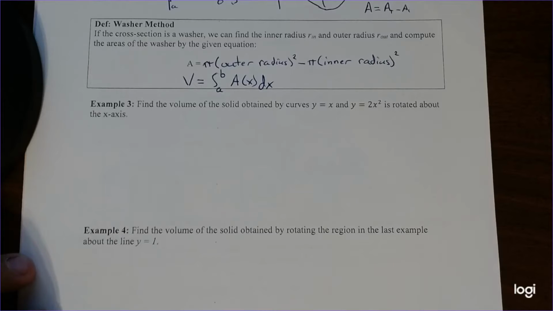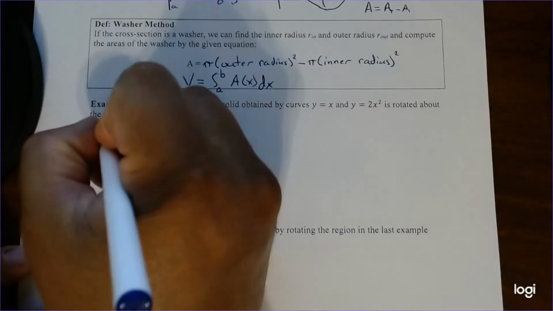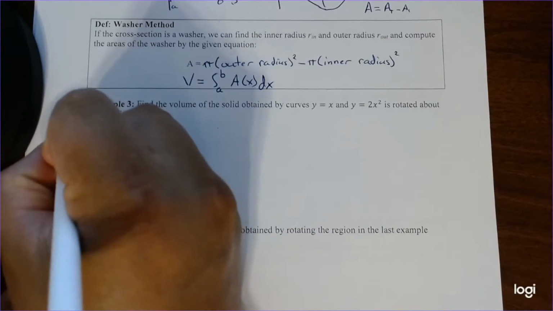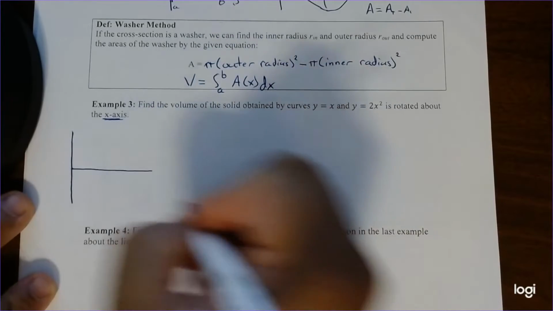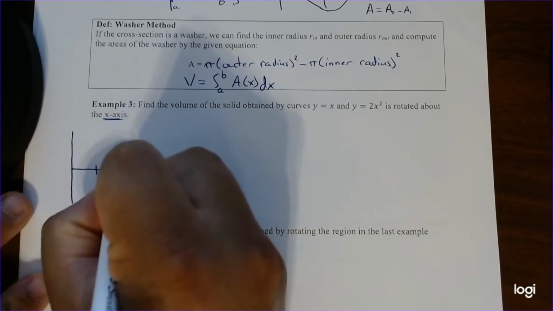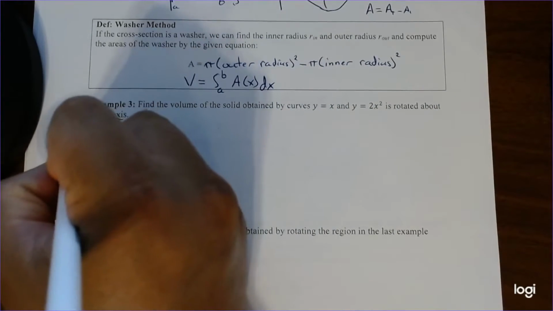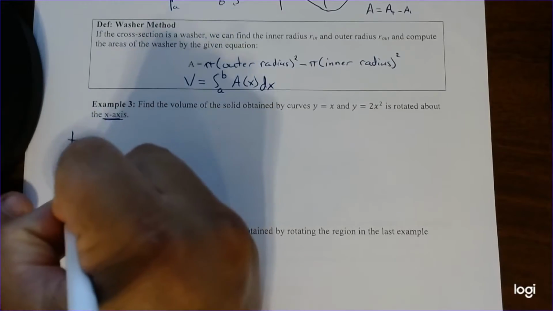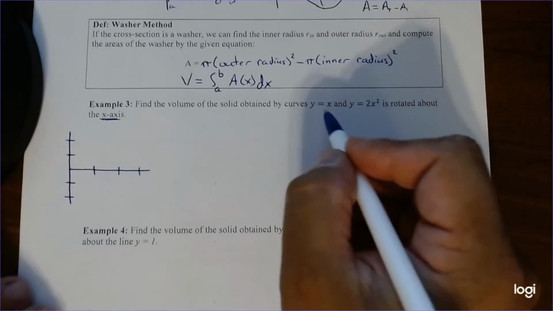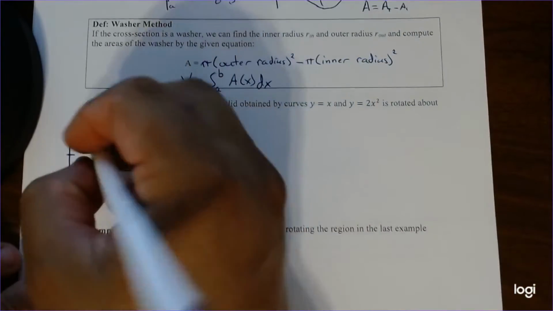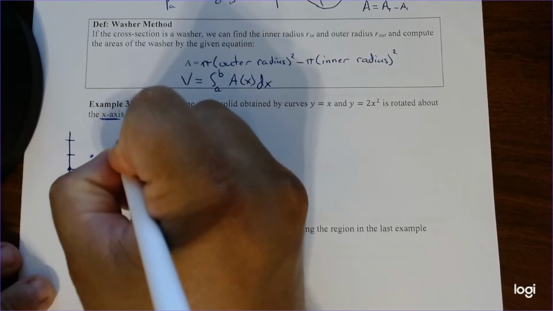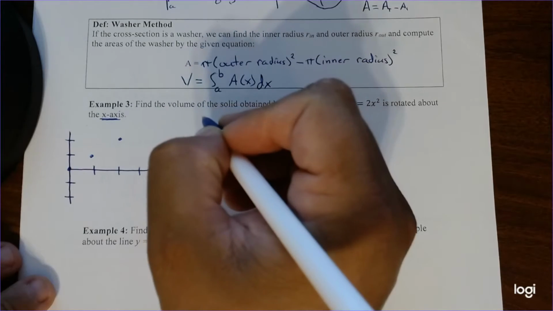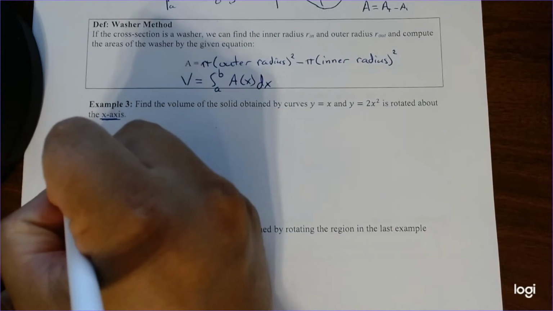Curves y equals x and y equals 2x squared is rotated about the x-axis. Okay, so let's see what's happening. Okay, so let's just graph each one. So y equals x is just straightforward, right? 0, 0, 1, 1, 2, 2, and so forth. So it's this way.